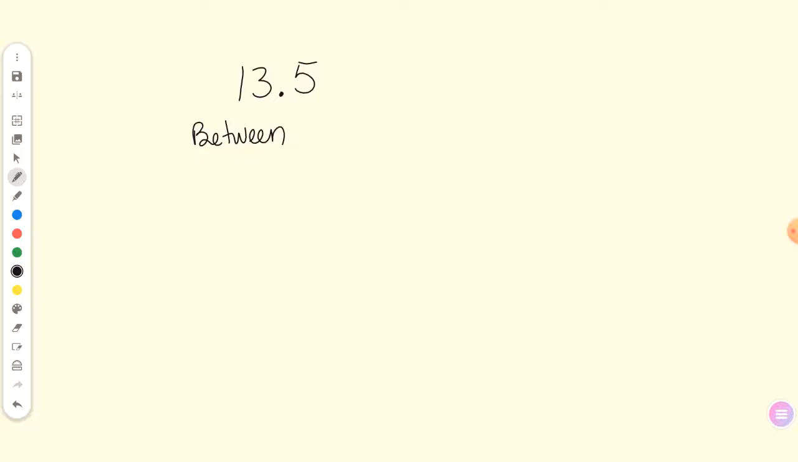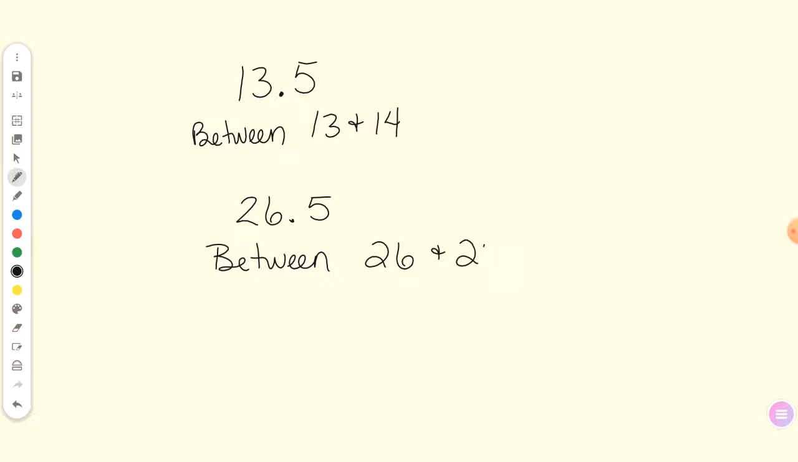What is 13.5 between? Emma thinks she knows. She's unsure. Yeah, it is between 13 and 14. Okay, so 13.5 is between 13 and 14. What about 26.5? Who can tell me which numbers that is between? Audrey? 26 and 27. Okay, it is between 26 and 27.